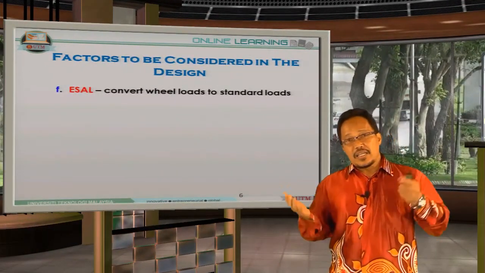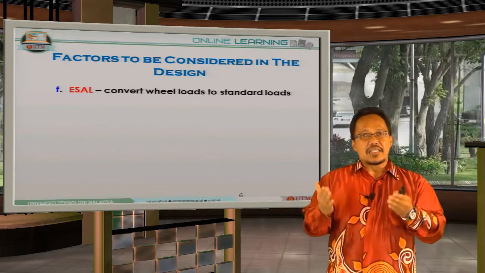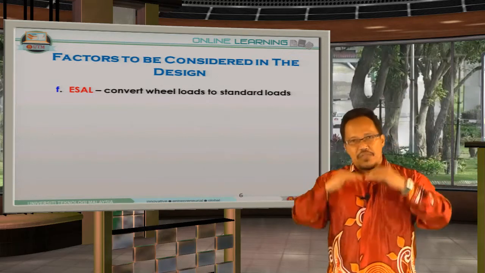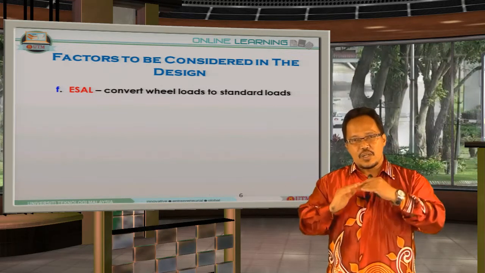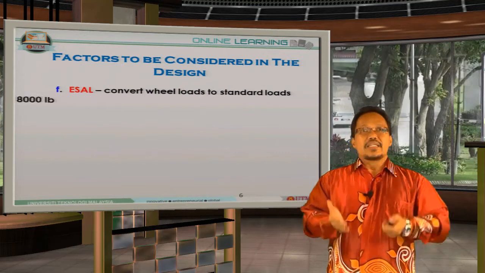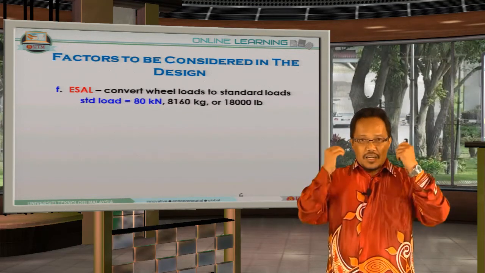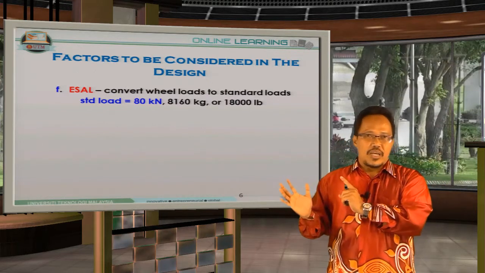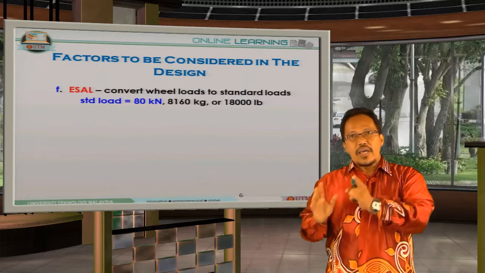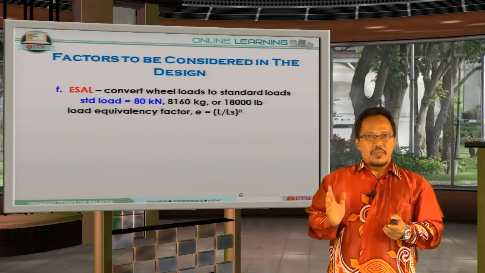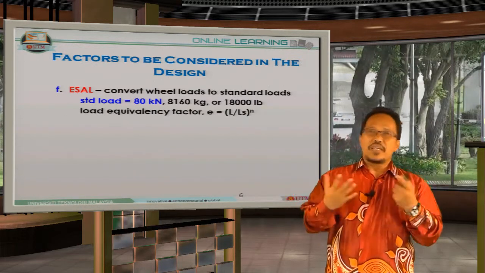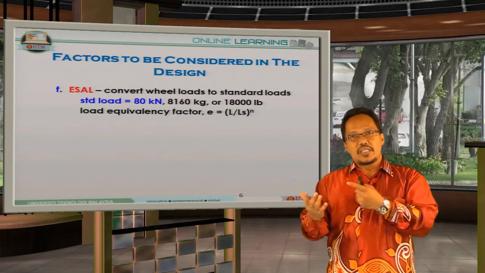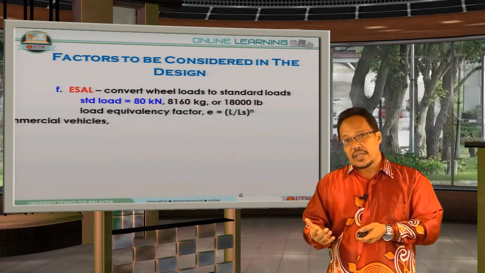And then another thing is equivalent single axle load. All the load on the pavement needs to be converted to equivalent single axle load. What is a standard axle? A standard axle is an axle with a load of 80 kilonewton, or 8160 kilogram, or 18 kips. How to convert it? We convert it using the equivalent factor: load of our axle divided by the standard load, 80 kilonewton, to the power of n.